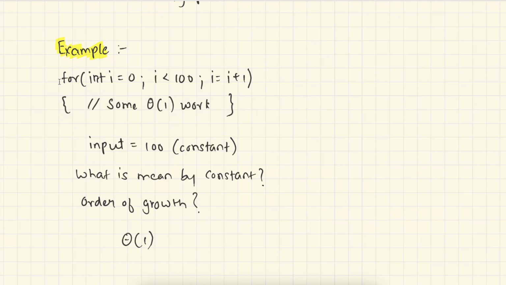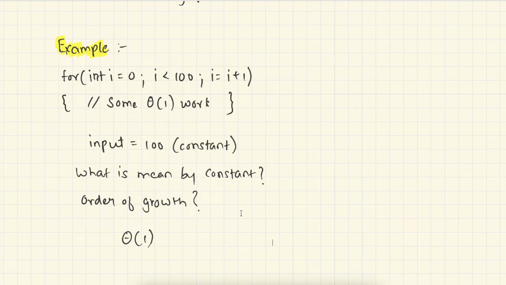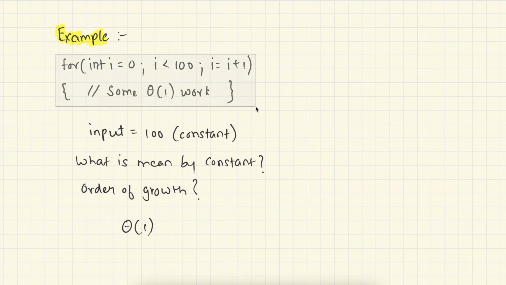If you look at this loop, the input to this loop is 100, and 100 is a constant value. Why is 100 a constant value? Because it does not depend upon the input of an algorithm. Here we do not have any input, so that's why 100 is a constant value. In fact, we consider all the numbers as constants because they do not depend upon any input. So can you please tell me the order of growth of this loop? Pause this video and think about it.